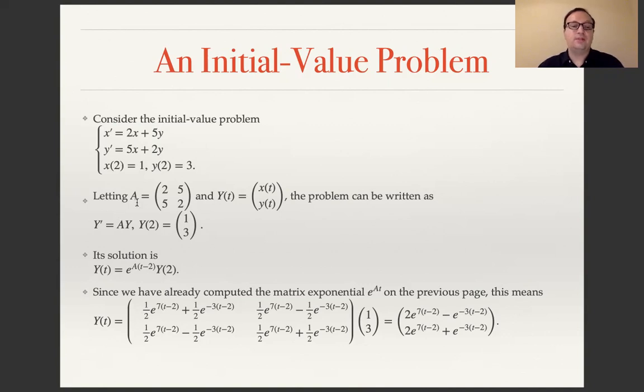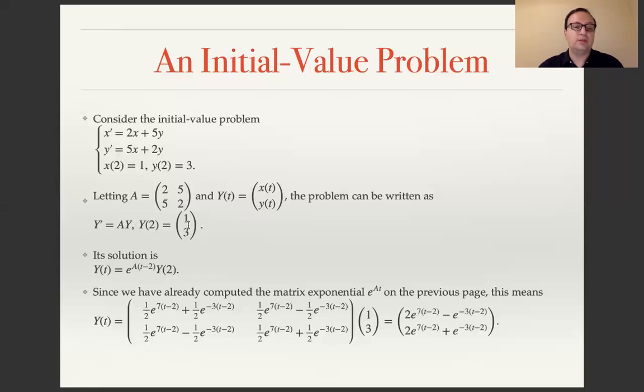Okay, so then the coefficient matrix is this matrix 2, 5, 5, 2. So let's form a column vector from the unknown functions. Let's form the vector capital Y of t with components x of t and y of t. Then the problem can be written as Y prime is equal to A times Y, where Y is the vector with two components, and A is the square matrix 2, 5, 5, 2.